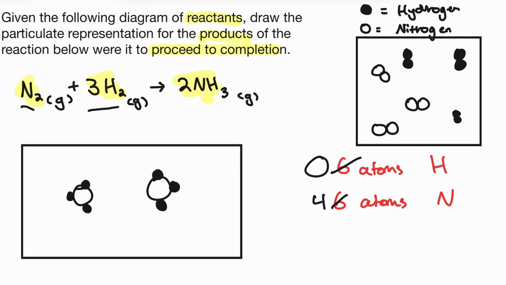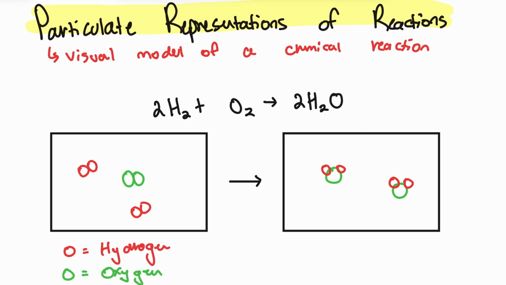So what am I going to do? I'm going to draw these in as my nitrogen gas, my N2. And after doing that, I'm now left with 0 atoms of nitrogen. And so this right here is the particulate representation for this reaction, were it to go to completion with what we were given. So I hope that those two examples have shown that particulate representations are not something you need to be extremely worried about in chemistry. And with that being said, that's all you have to know about particulate representations of reactions for chemistry.